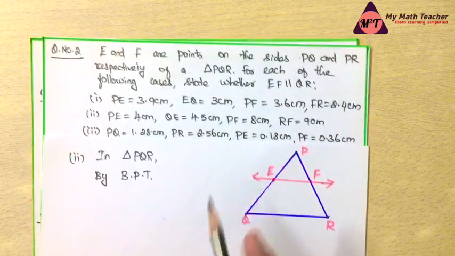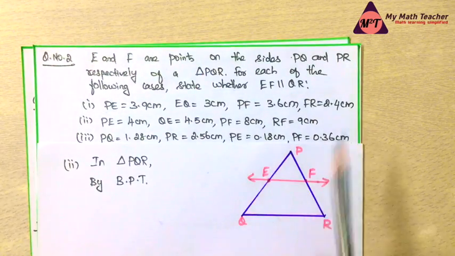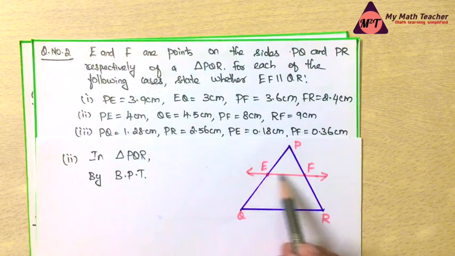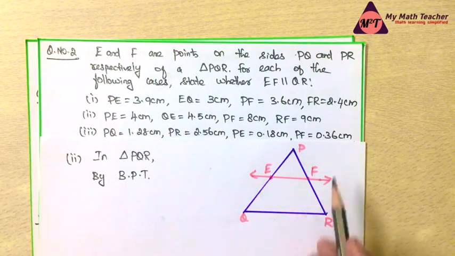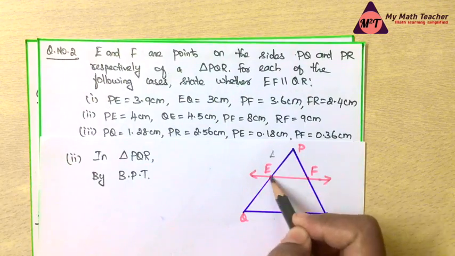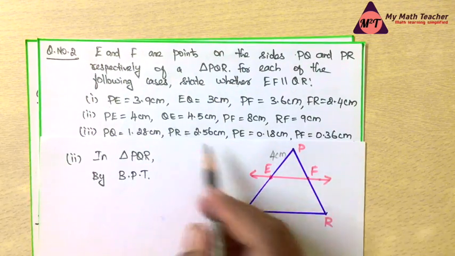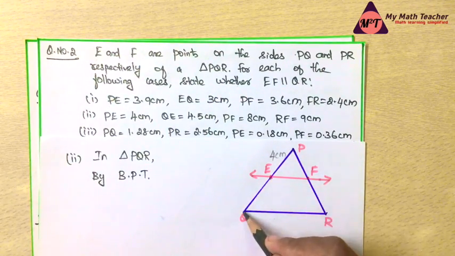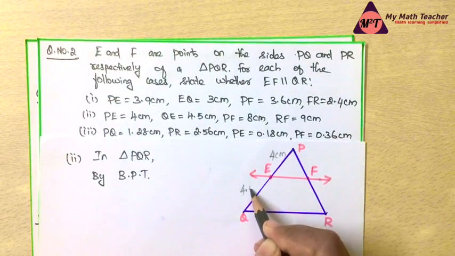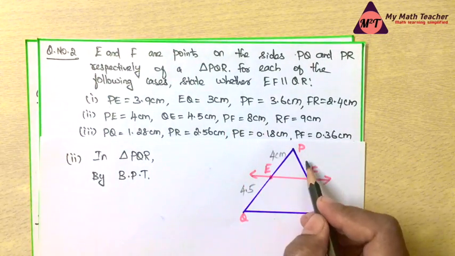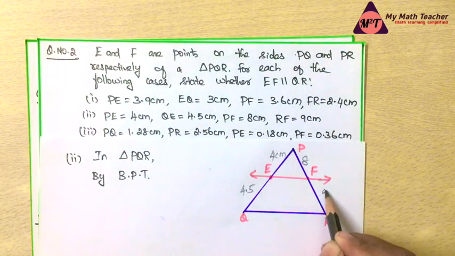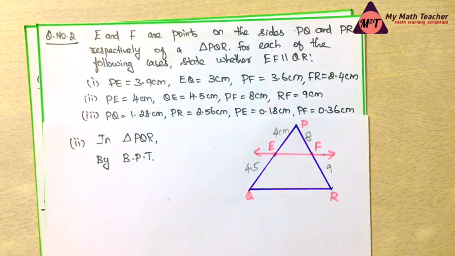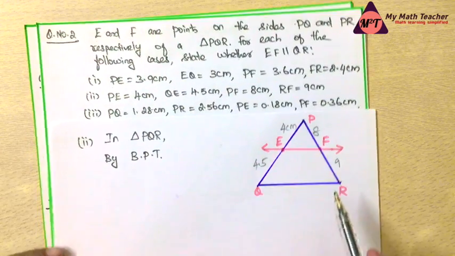Second subdivision, the same triangle PQR, and this is the parallel line EF. Now the given values are PE is equal to 4 centimeter, QE is 4.5 centimeter, and PF is 8 and RF is 9. Now we have to check whether EF is parallel to QR.